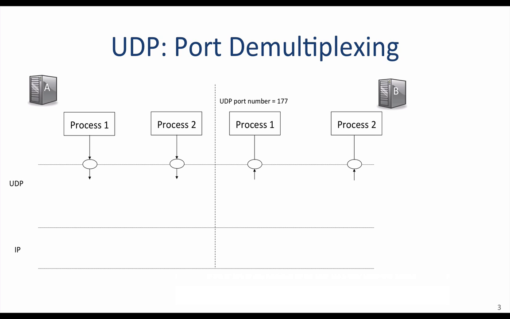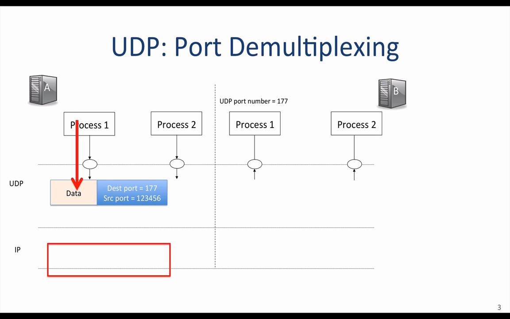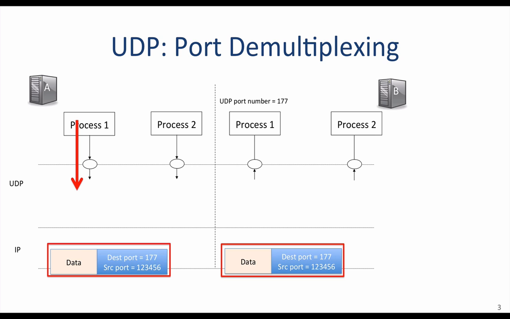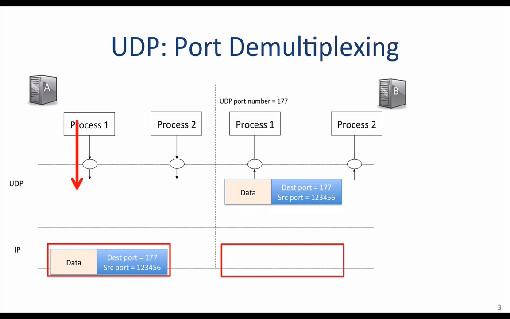Port numbers in UDP work the same way as in TCP. If process 1 on host A wants to send data to process 1 on host B that uses port 177, the data is placed into a new UDP datagram with destination port 177. Host A adds its own source port number, so any replies can be sent to process 1 on host A. The datagram is encapsulated in an IP datagram and sent to host B. Host B removes the UDP datagram and directs the data to process 1.